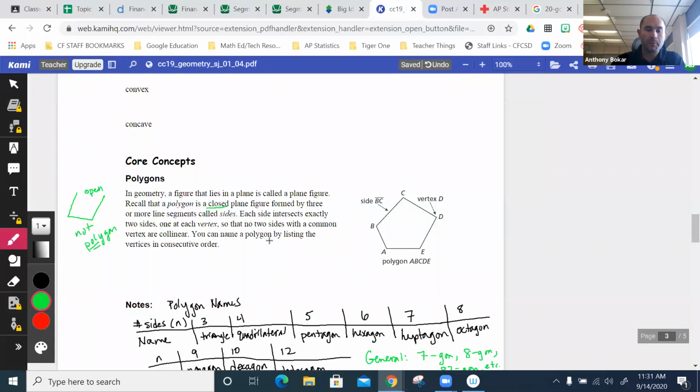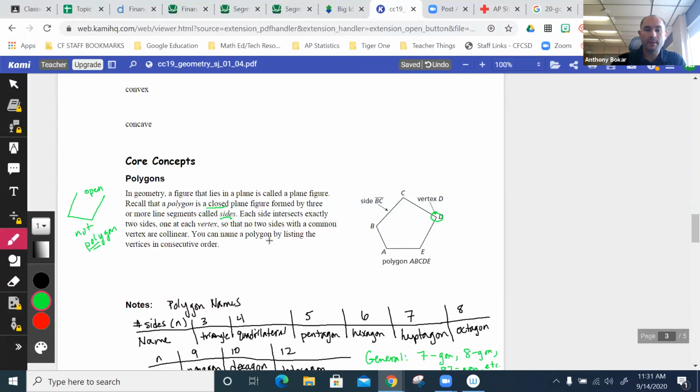And again, the prefix poly means many, so many sides. So a figure formed by 3 or more line segments, they're called sides. You need 3 or more because if you only have 2, you can't close it. So you've got to have 3 or more. 3 would be a triangle, right? And each place where 2 sides meet, these are called vertices. That's the plural. So this is called a vertex.